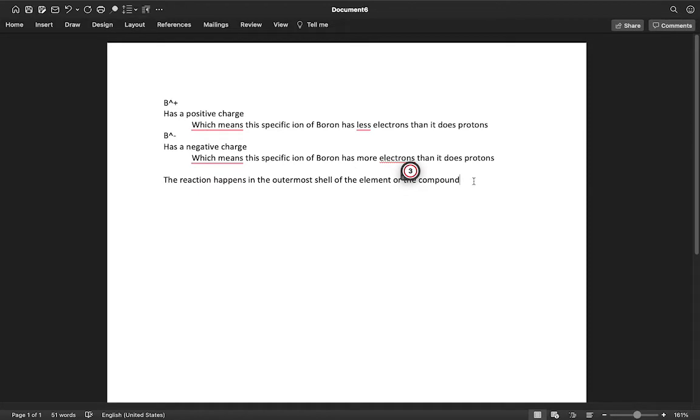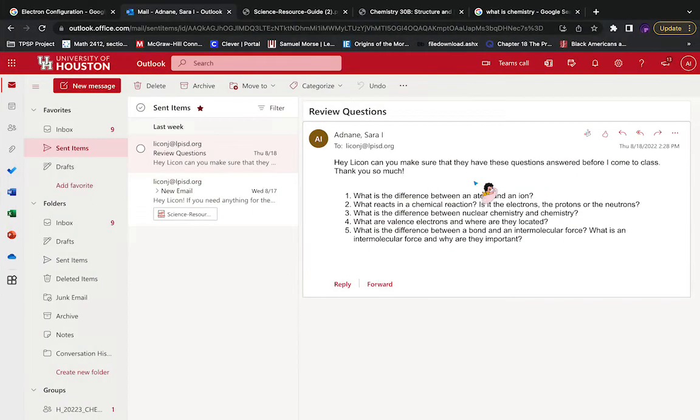And what's reacting? Only the electrons are reacting. Okay? Our third question says, what is the difference between nuclear chemistry and chemistry?